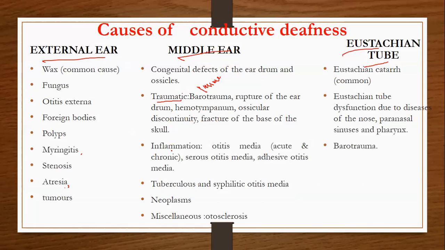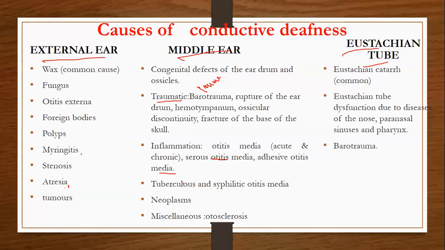Then inflammatory diseases such as otitis media, which can be either acute or chronic, then serous otitis media and active otitis media. These may lead to conductive deafness. Then tuberculous or syphilitic otitis media. It is a form of otitis media, or middle ear infection, that can be associated with syphilis infection along with tuberculosis.